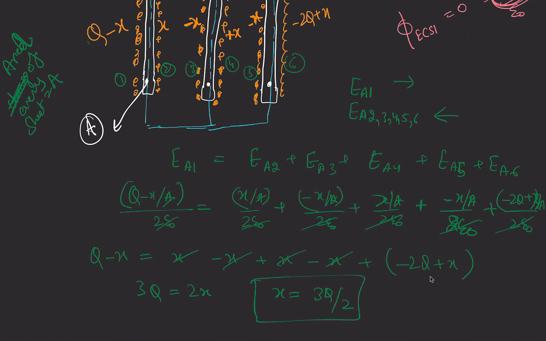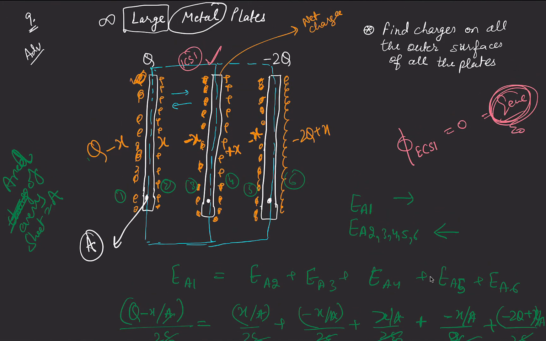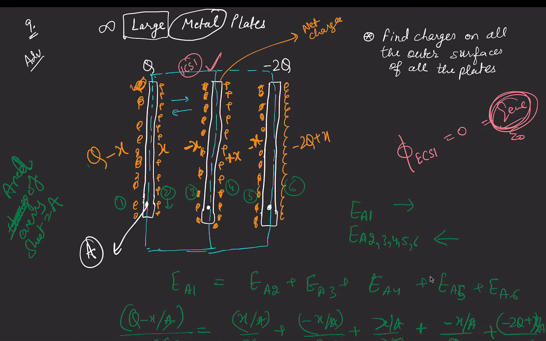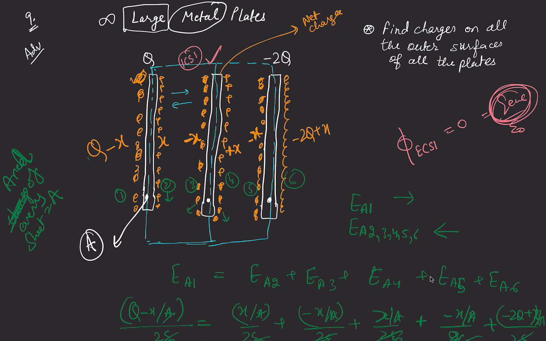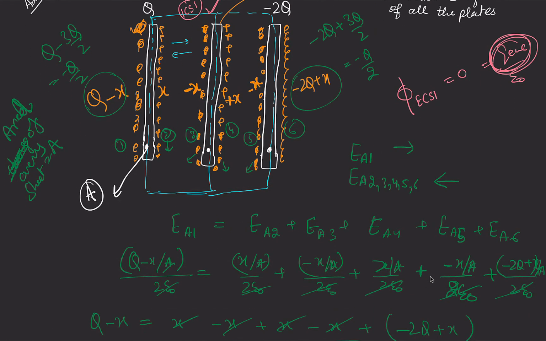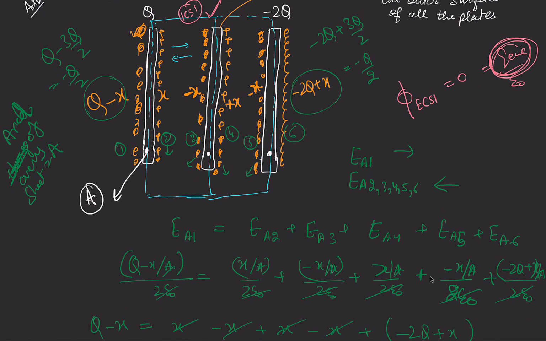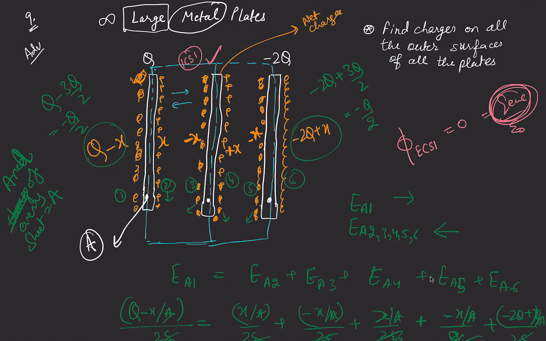Once you get X, you can find the net charge on every surface. So the net charge on the second surface is simply X, which is 3Q by 2. On this surface it is minus 3Q by 2. On this it is 3Q by 2. And on this it is minus 3Q by 2. Here it would be Q minus 3Q by 2, which is equal to minus Q by 2. Right? So here it would be minus 2Q plus 3Q by 2, which is also equal to minus Q by 2. Okay. So that's the solution for this question.